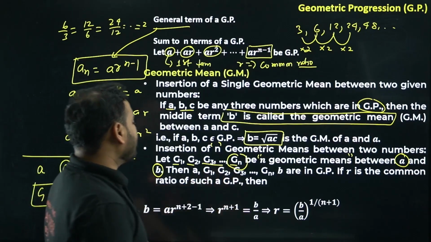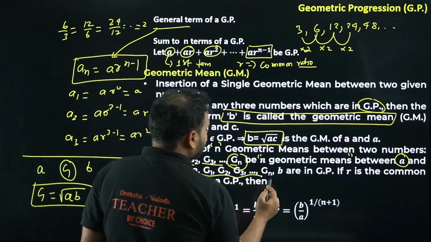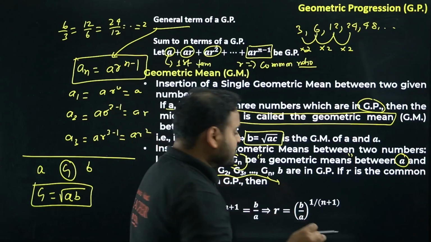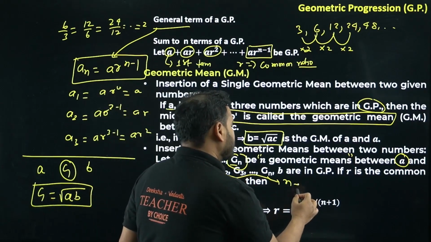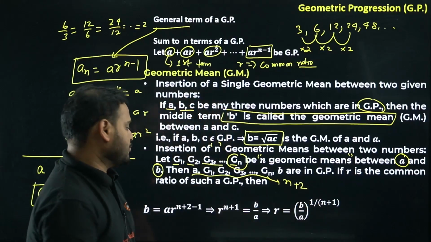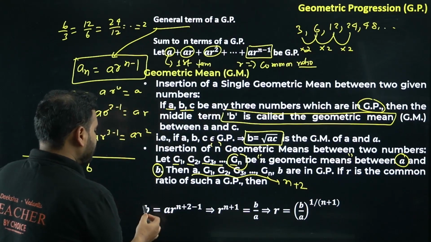So how many terms do you have? Please check over here. You have n geometric means, so n, and then you have a and b also, right? So plus 2. The total number of terms becomes n plus 2. Okay, then you can write again, this b will be given by what?